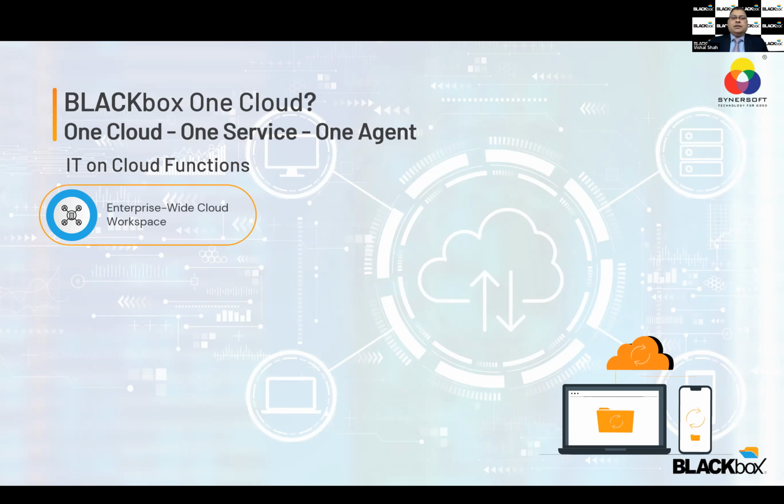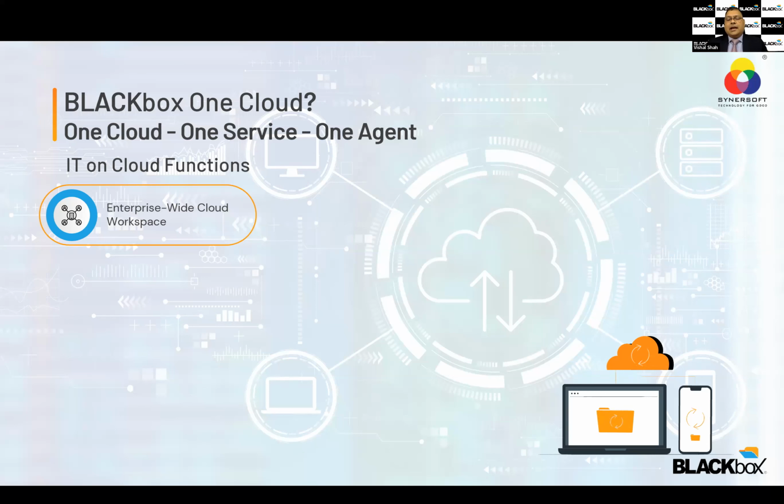So the first thing is we need an enterprise-wide cloud workspace. When we talk about Google Drive, which gives, let's say, 30 GB per user or 2 terabyte per user, it's a very per-user kind of offering. Most cloud service providers give two types of offering. One is this kind, where per user per year cloud storage is there, and the other is enterprise-wide.